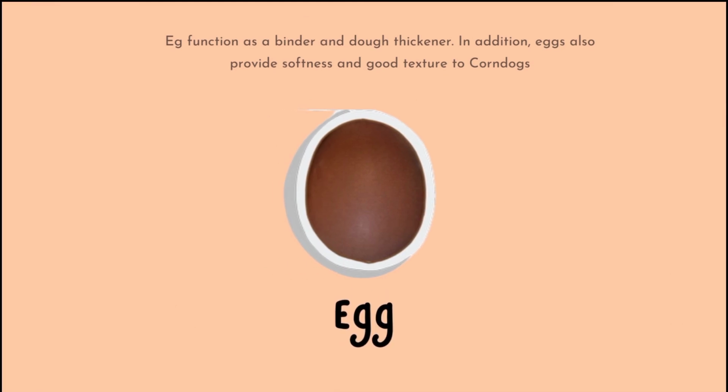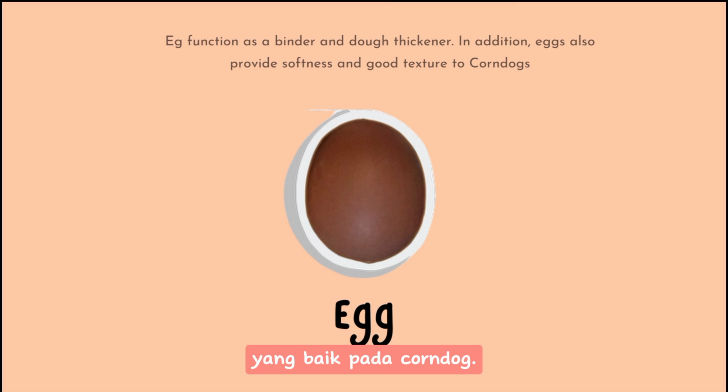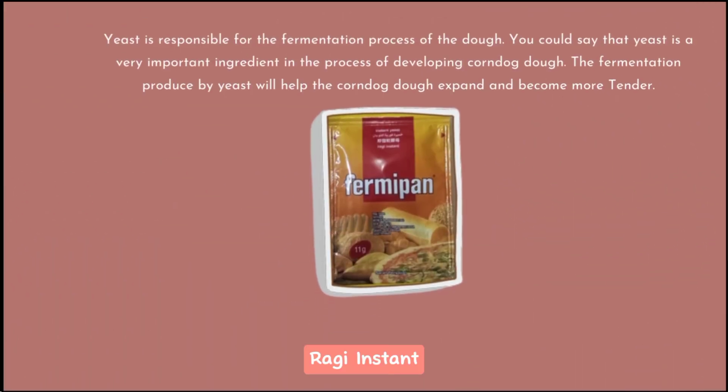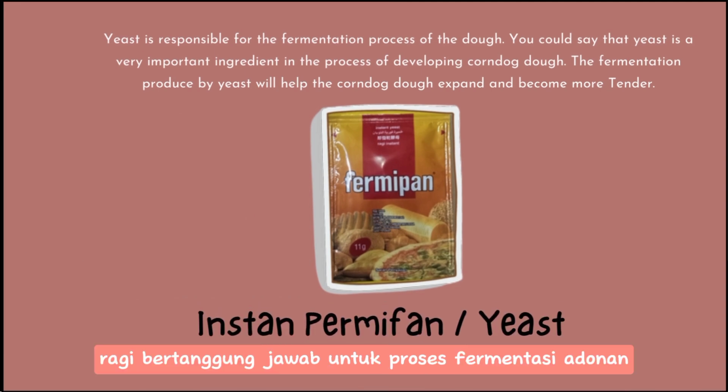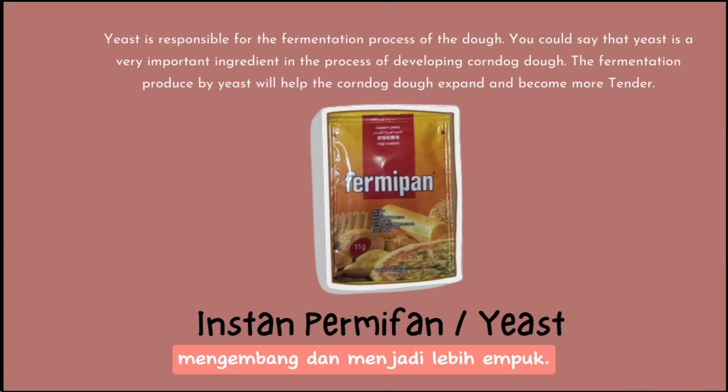The first one, egg. Egg functions as a binder and dough texture. In addition, eggs also provide the softness and good texture to corn dough. Second, yeast. Yeast is responsible for the fermentation process of the dough. You could say that yeast is a very important ingredient in the process of developing corn dog dough. The fermentation produced by yeast will help the corn dog dough expand and become more tender.